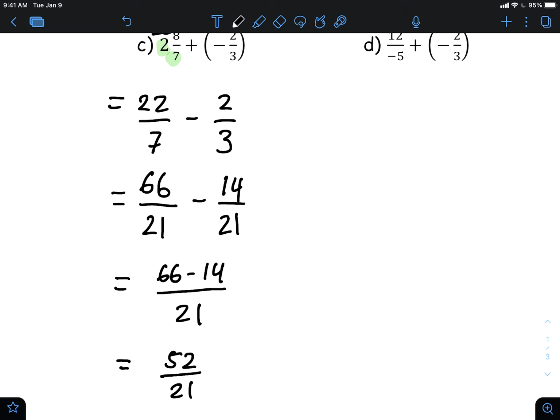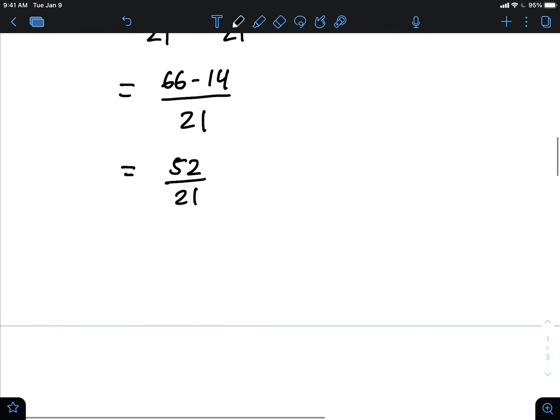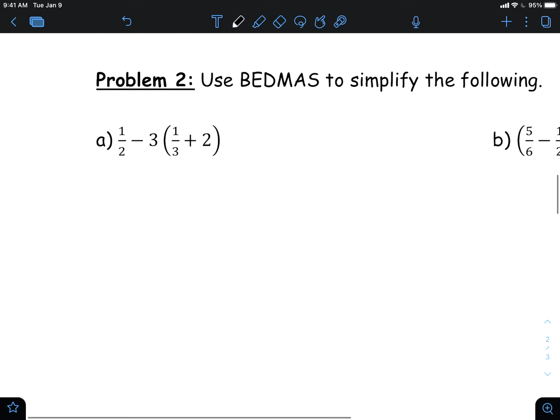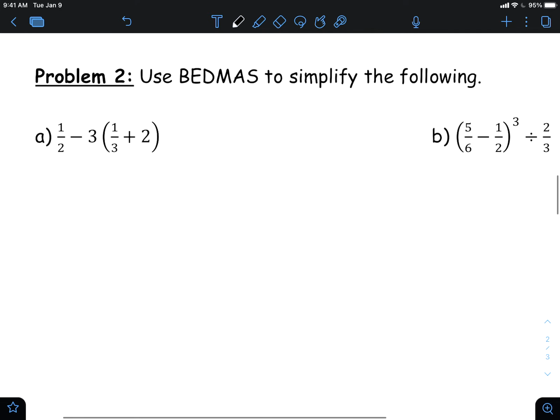Does anyone have any questions about this? Great. So there aren't any specific problems for practice on this one, so I'm going to leave D and E for you to do later. And we'll move on to the next page with problem 2.